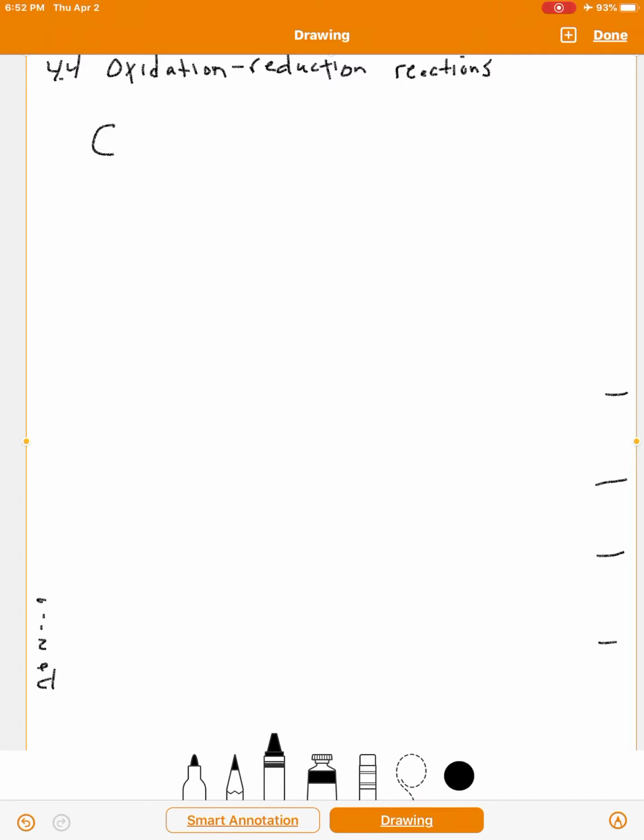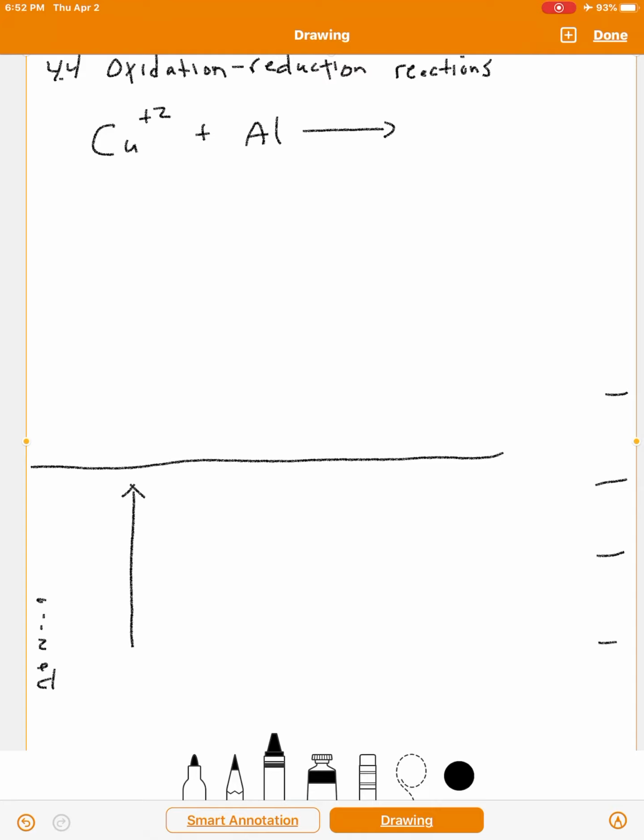Suppose we said copper 2 plus aluminum. And we want to predict what's going to happen. What you would do is you'd say, okay, we're going to look and see where these metals are on the chart. Aluminum is higher than copper. So that means this one will get oxidized and this one will get reduced. So how do you figure out what it's going to turn into? Well, you just look in the chart.